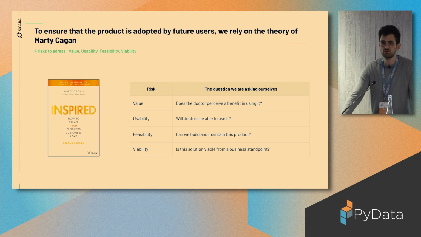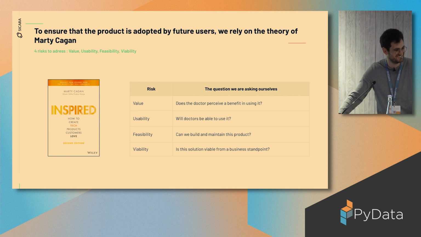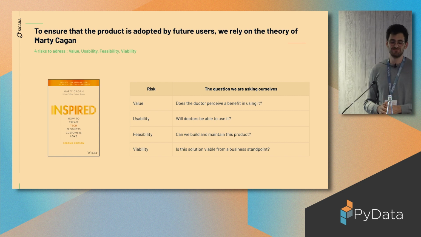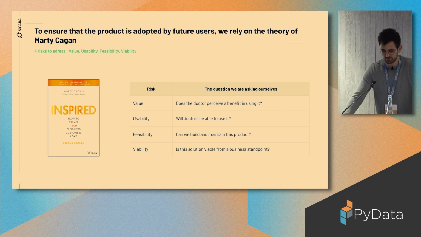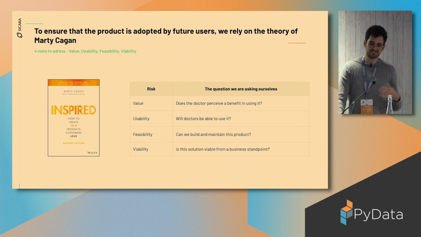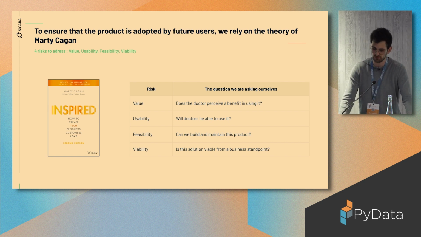So who here knows this book? So yeah, one hand. Hello. So it's Marty Kagan. It's basically a book on which a lot of products from the Silicon Valley were built, like Dropbox, for instance. And it basically says that to build a good product, there are 4 main risks.